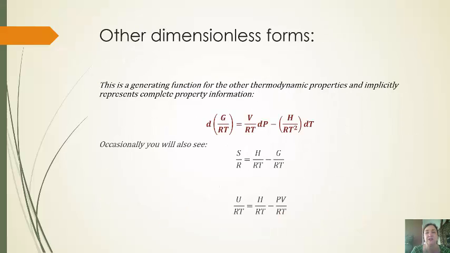Now, there are other dimensionless forms. So G over RT is one that we frequently end up with, but occasionally you'll also see things for S. Its dimensionless form is divided by R. So S over R is H over RT minus G over RT. And U, all the energies are divided by RT, so U over RT is H over RT minus PV over RT. You might recognize that last little grouping there as something very familiar.